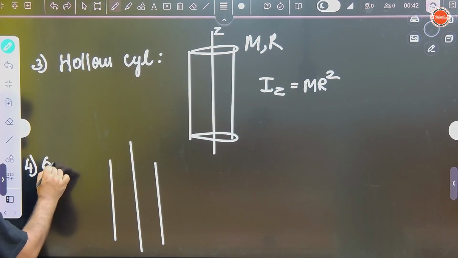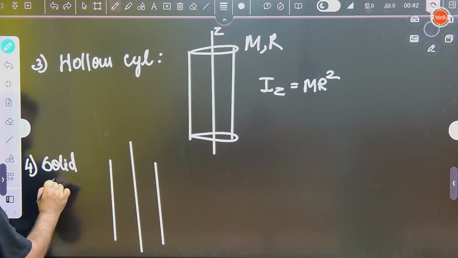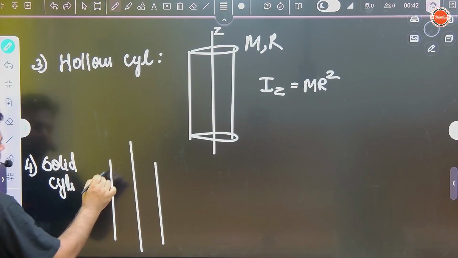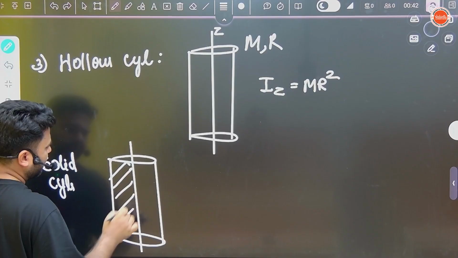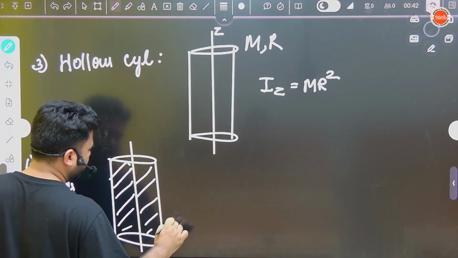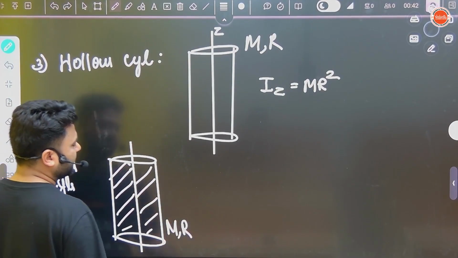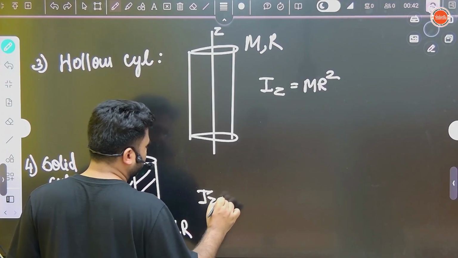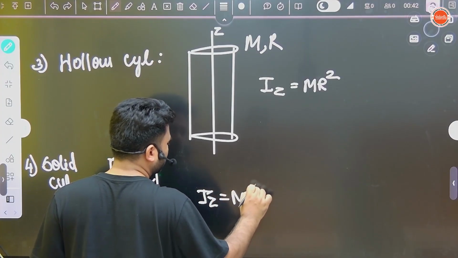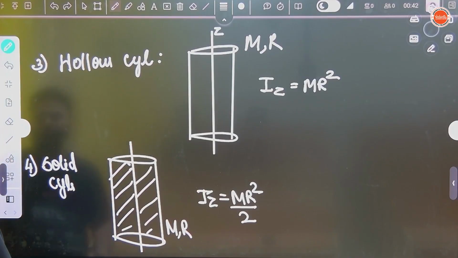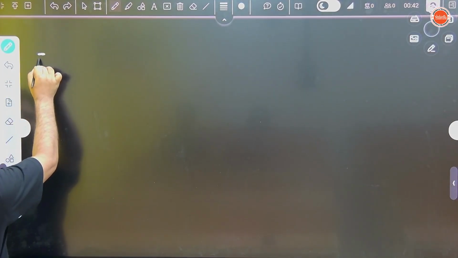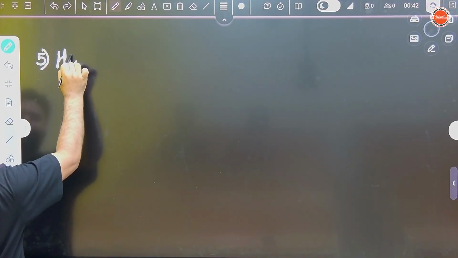If it is a solid cylinder, suppose this is a solid cylinder, solid means material is inside, mass is m, radius is r. So if they ask what is the moment of inertia about this vertical axis, it is mr square by 2. Correct.